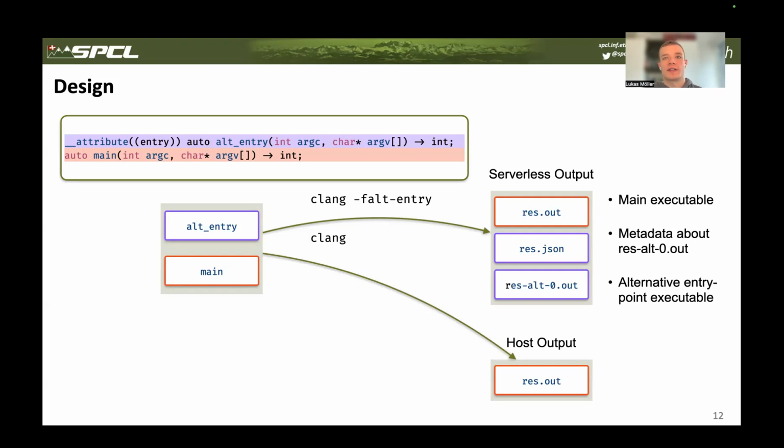This collection of output files can then be used in a deployment script to create the respective function on the serverless provider side using their API. The metadata in the manifest file can also be used to generate a unique identifier and can also determine configuration parameters such as memory limits, CPU limits, and timeouts. The output for the host platform isn't special in any way in regards to the alternative entry point. The compiler simply ignores the flag and produces a single executable.